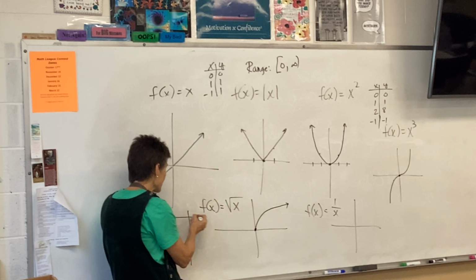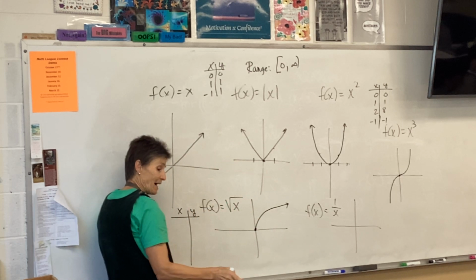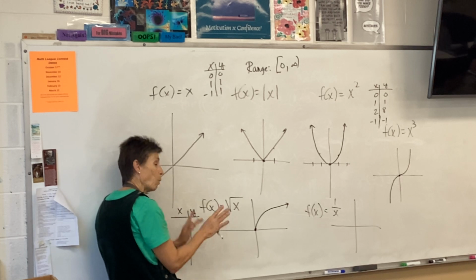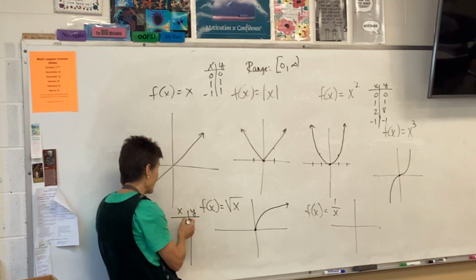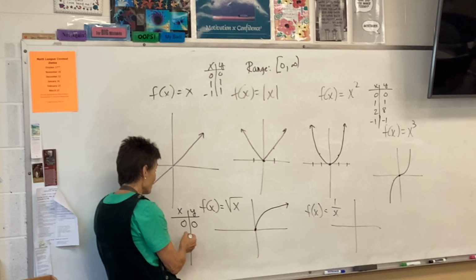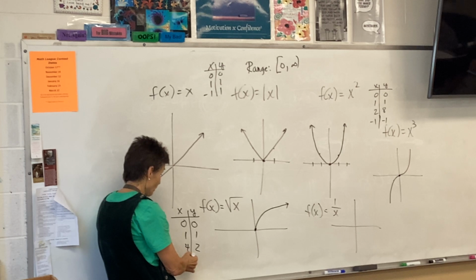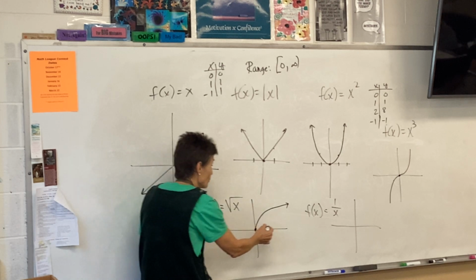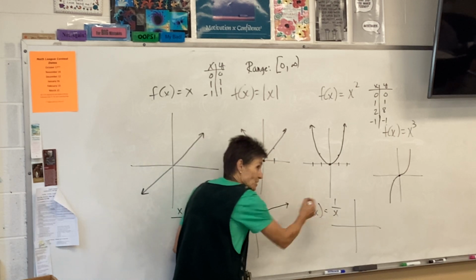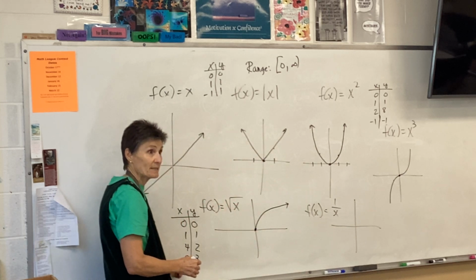Again, think about a T-chart. They've invited you to make one. I'm not requiring that. No one requires you to do that, but it might help you. If you put in 1, you get 1. You put in 4, you get 2. If you put in 9, you get 3. So you can see why it's stretching out this way, because your X's have to be significantly bigger.